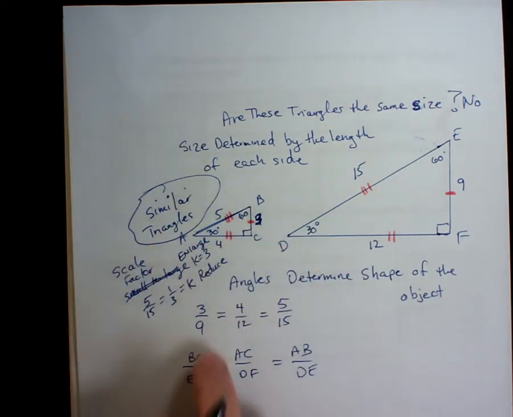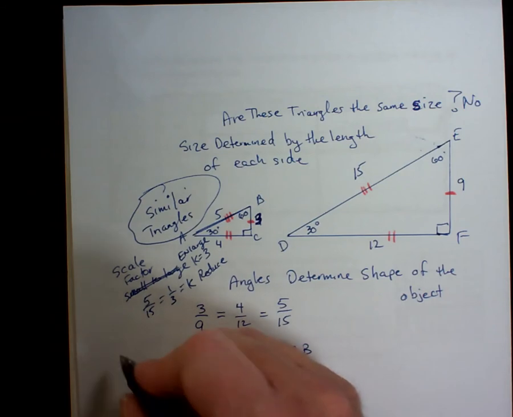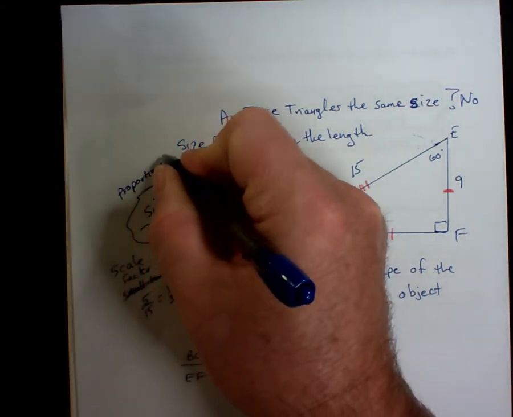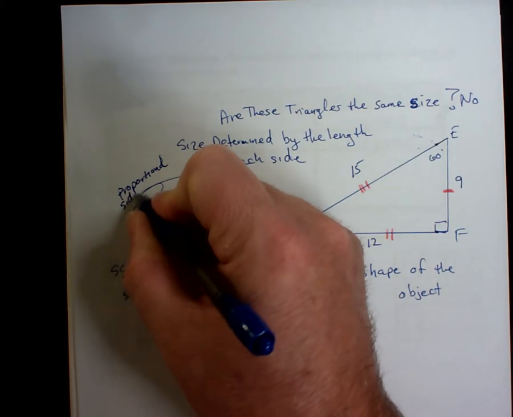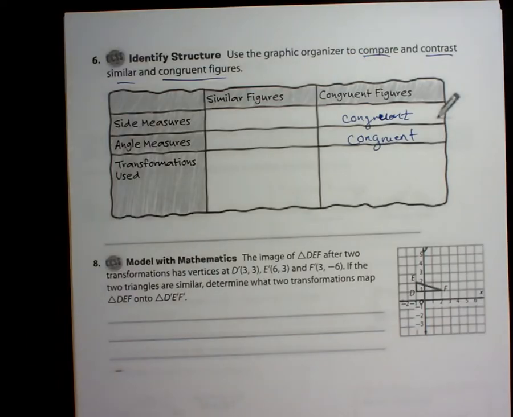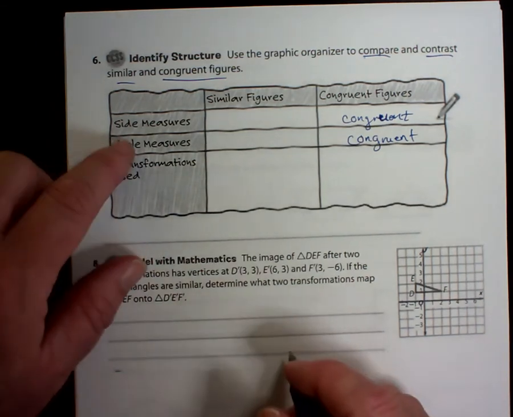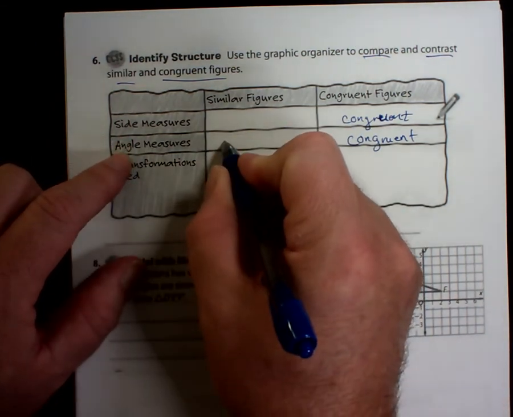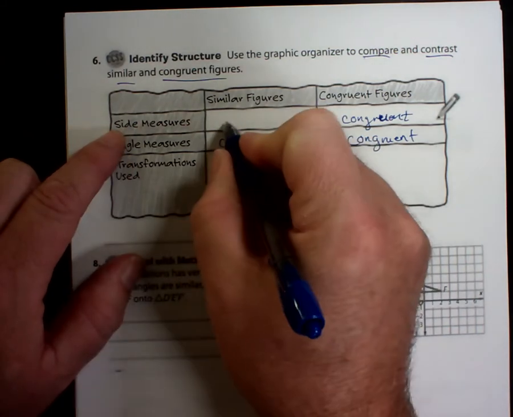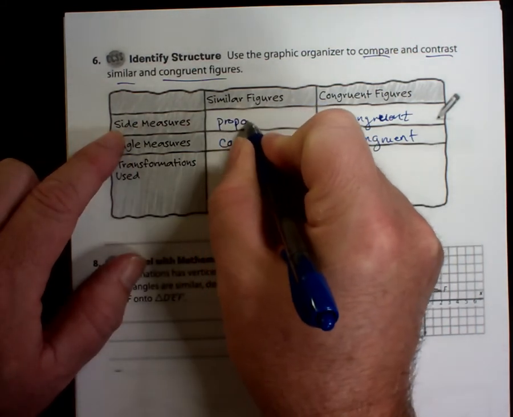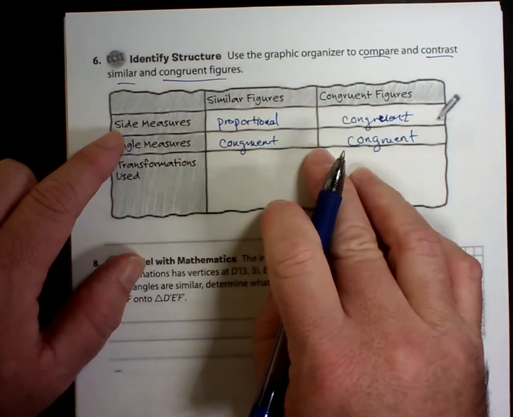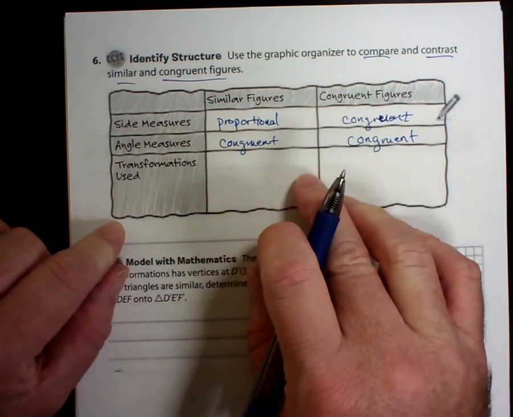So what do we know? We know that they are proportional. Again, this will be in the video. You already have it in your notes. So angles were the same or congruent. Side measures are proportional. You could put, if you want to, the ratios are the same.